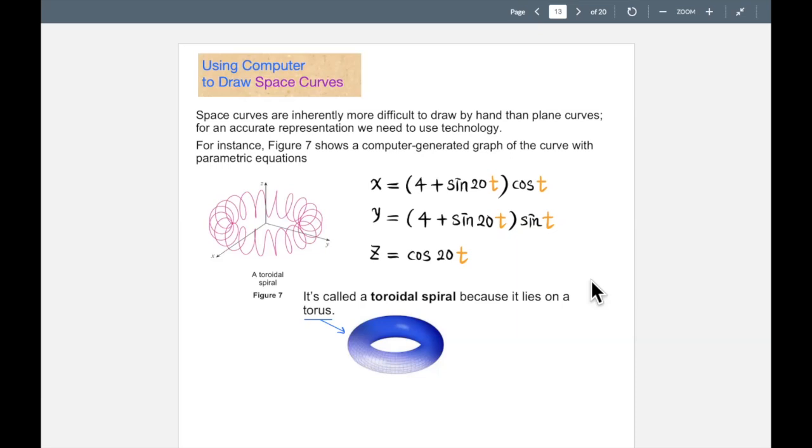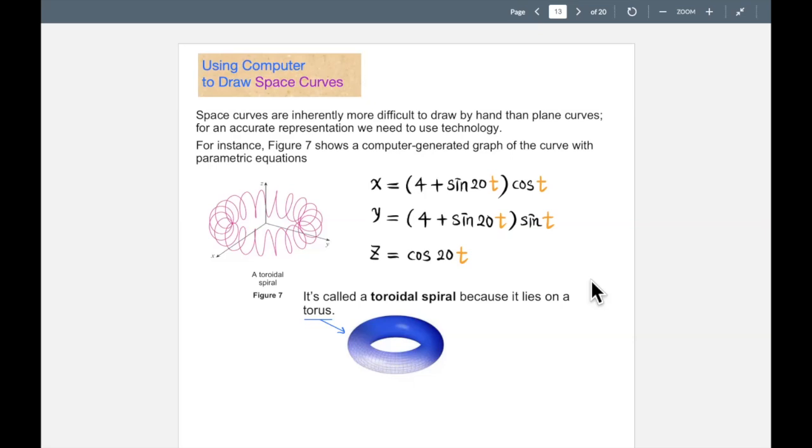So over here I have X to this, Y to this, Z to this, and then the space curve is something like this. And we have a name. This is called a toroidal spiral. So what's toroidal? Toroidal is relating to a donut. Okay, so this spiral lies nicely on the donut.